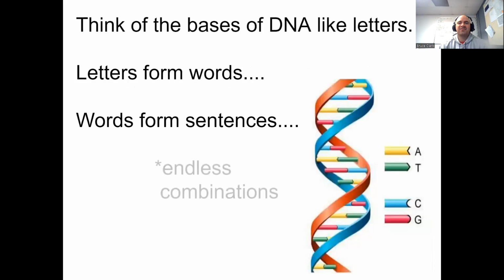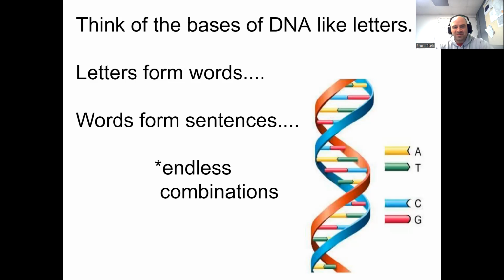Last slide here, think of those DNA bases like letters that you can mix around to form words, and those words you can mix around to form sentences. And so essentially the book of you or the blueprint of you is endless, with quotations around it, because technically there is a finite end to it. But for the most part, it is an endless combination of genes or bases that you could have.